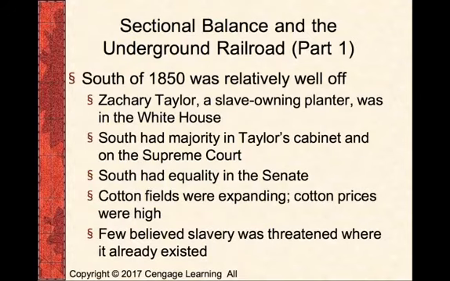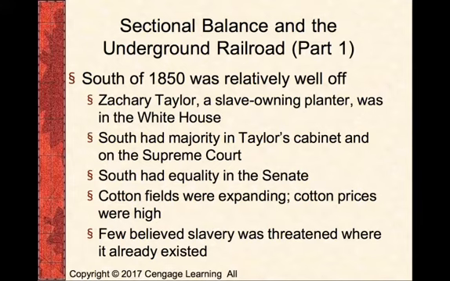So part of the problem with Taylor being president for the Whigs is that even though he doesn't have a political party and he's never really been political, he sides very heavily with the Southern Democrats. He's a Southerner. He owned slaves. And now he's in the White House.